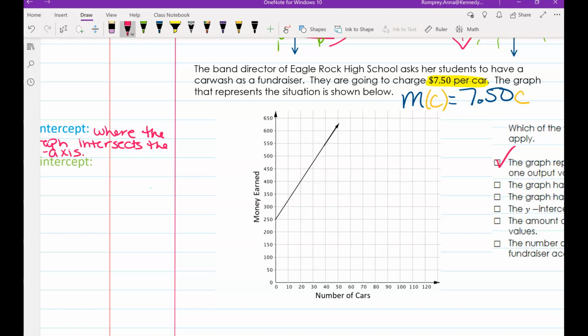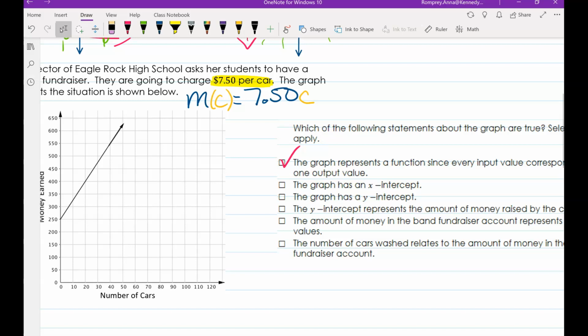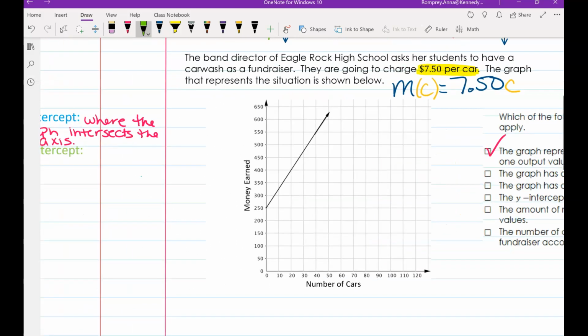Why not? Well, wait a minute. Can we have negative cars? Because if we continued this line backwards, that's what would have to happen. We're not going to have negative cars. So this graph does not have an x-intercept. Not true. Nope. Does the graph have a y-intercept?